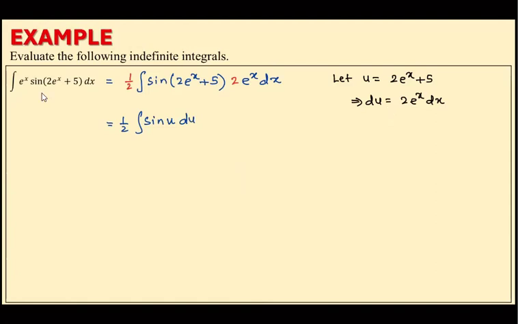So now this complex question reduces to something simple. It is just the integration of sine u. So that is half integration of sine u, which is negative cosine u, if you remember the formula, plus c. This is my answer, but not the final answer, because I need to resubstitute the value of u. So if I multiply that half with the negative, I get negative half, and then cosine of 2e to the x plus 5, and then plus c. And that is the answer.